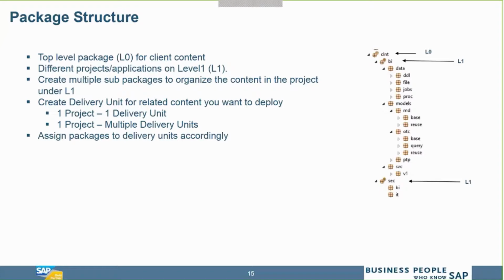Sometimes, generally we go with one project as one delivery unit, but there were instances where, depending upon the number of people working parallelly in the same project, we have to create multiple delivery units. Let us talk about the BI project itself. If you see the package, we basically divided the BI project package into 3 sub-areas. The first one is data, the second one is models, and the third one is services.